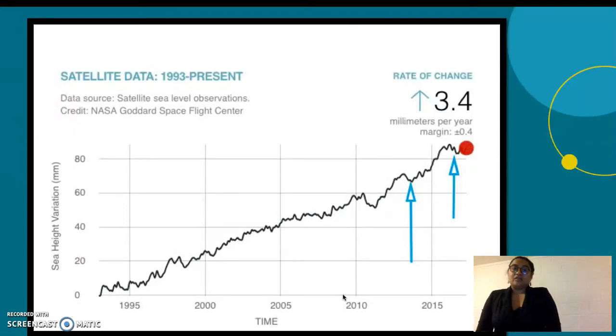This satellite data, also provided by NASA, is from 1993 to the present. The rate of change right now is 3.4 millimeters per year. Now, when you think about it, that's not a very large margin, 3.4 millimeters. But when you think about that every year, and also that the rate of change is increasing, maybe in our lifetime, sea levels could increase so much that we would have to live on the ocean in boats, we don't know. But sea levels increasing means less land to live on, which is bad.